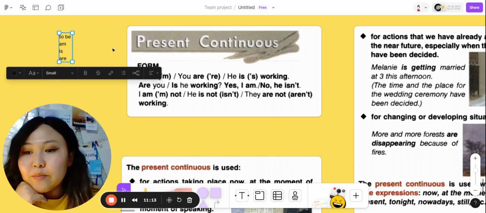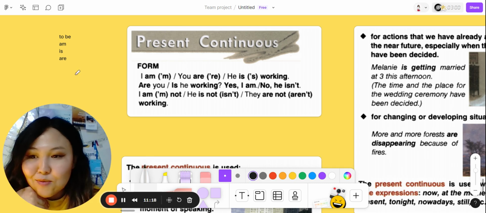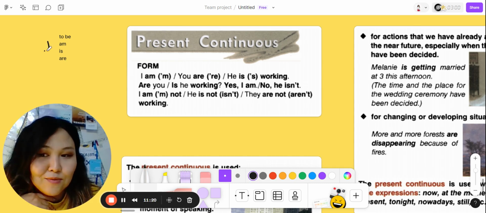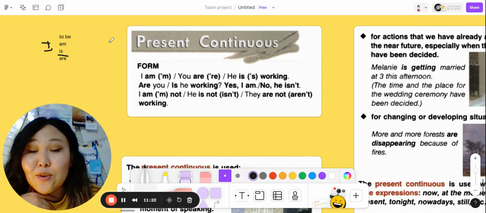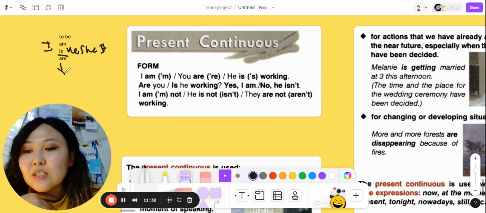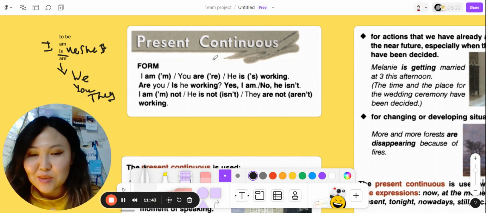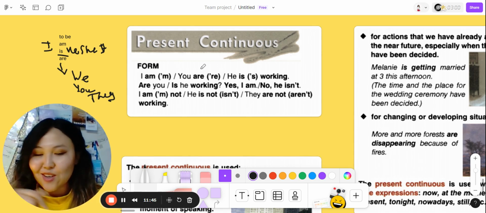Okay, yeah, it's here. I hope you remember when we use these forms. So am is for I, is for third person singular. I like them very much. So it's he, she, and it. Okay, let's use a pencil. And are is for we, you, and they. Okay. So you remember it well, but anyways, we've just refreshed it.